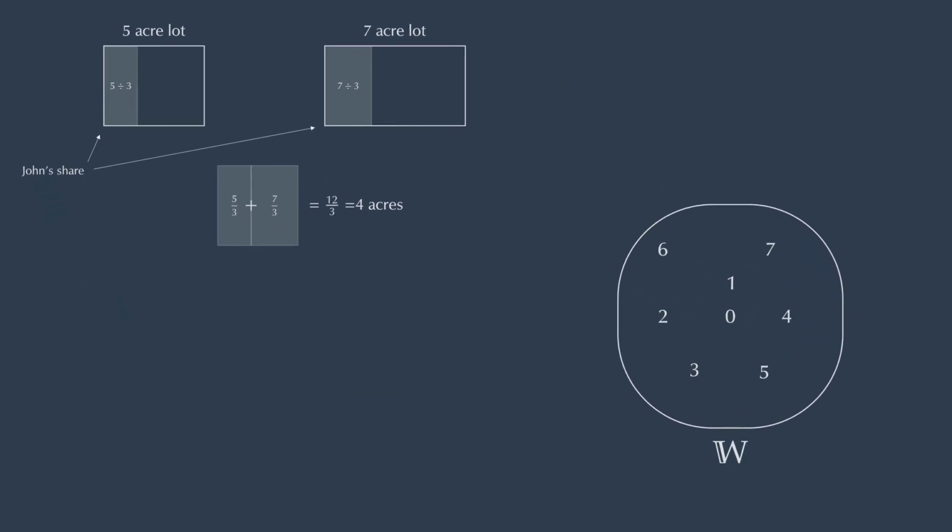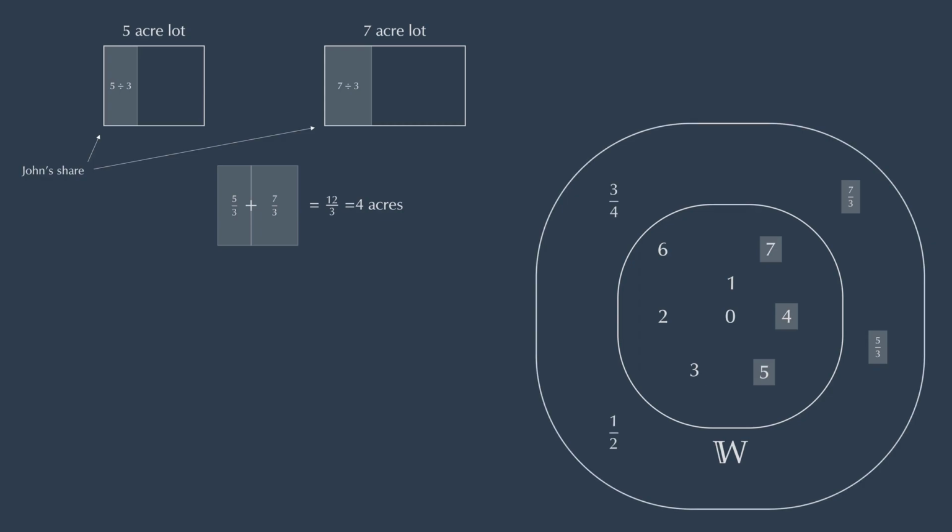In this problem, all the numbers given in the statement, 5 acres and 7 acres, were whole numbers. And the final answer, 4 acres, was also a nice whole number. But in our attempt to solve the problem, we encountered fractions 5 over 3 and 7 over 3. What kind of numbers are these fractions? These are not whole numbers. These numbers belong to the bigger collection of numbers called rational numbers. We denote the set of rational numbers by the letter Q.